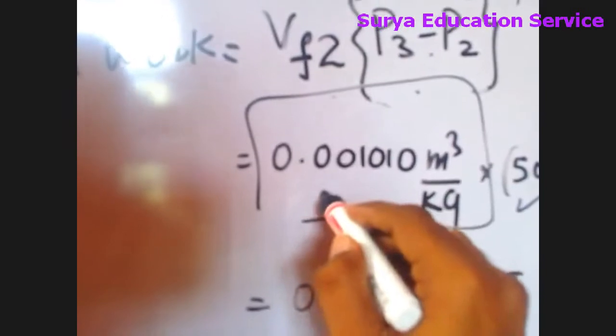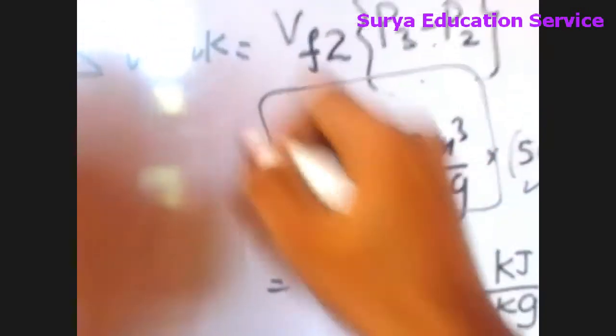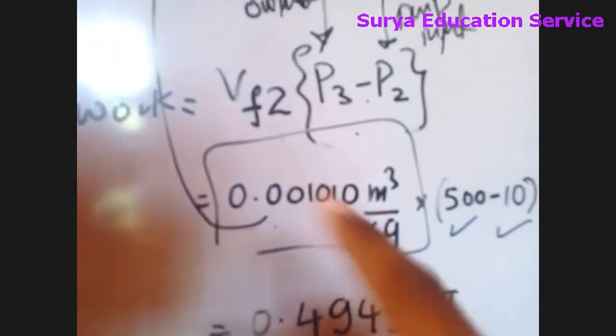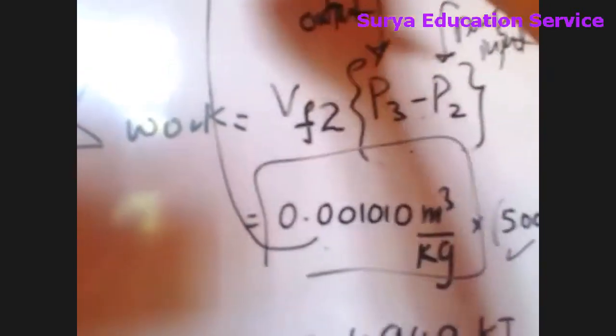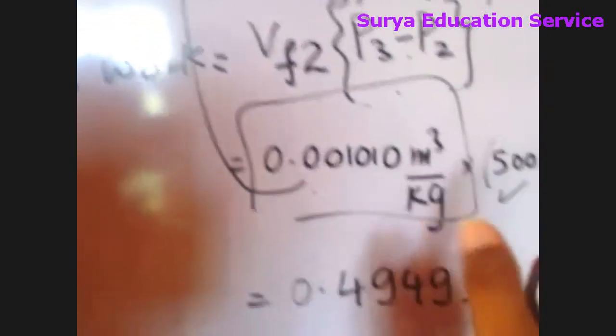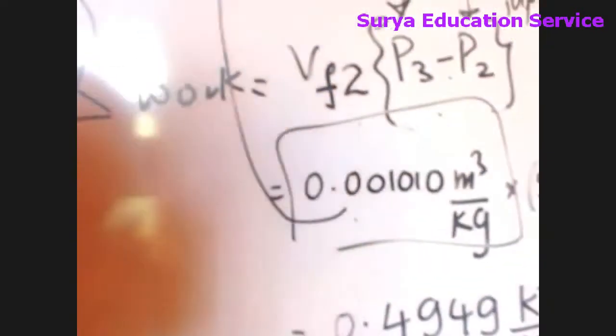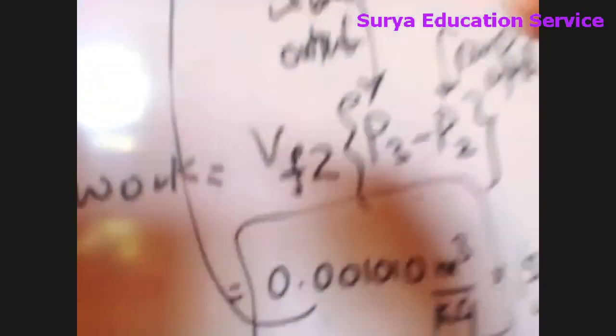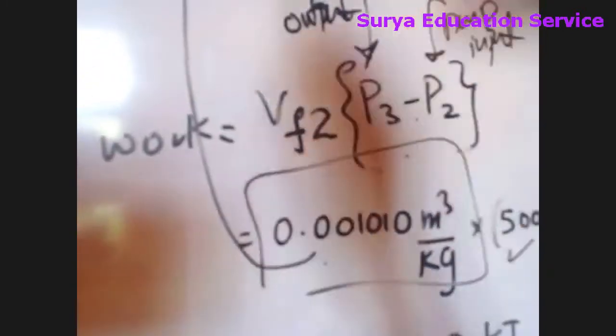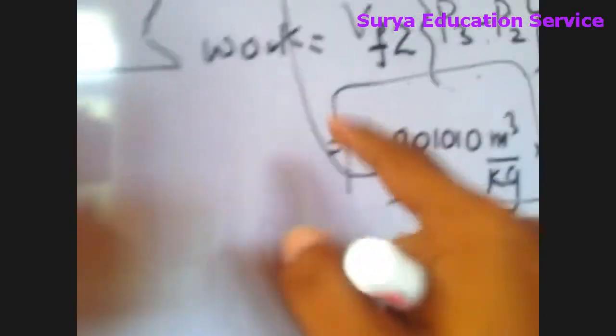So how are you going to get this value? You can refer to the saturated water pressure table. From there you can find this specific volume under what pressure. Guys, you have to be very careful, because if you get the wrong values, it will be another problem.